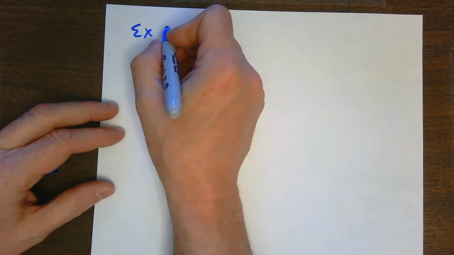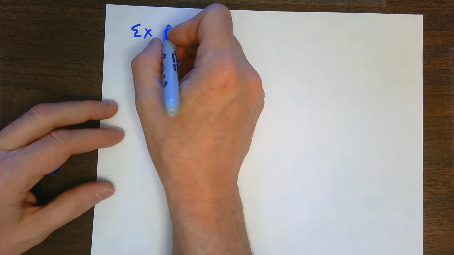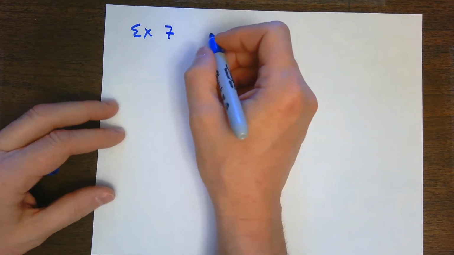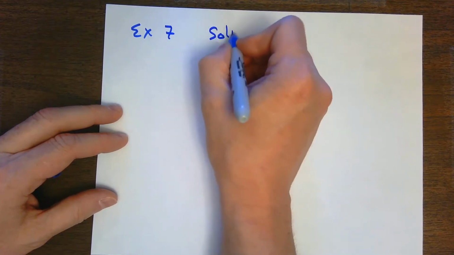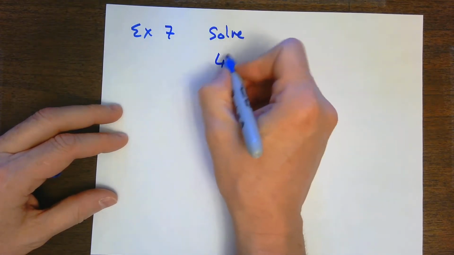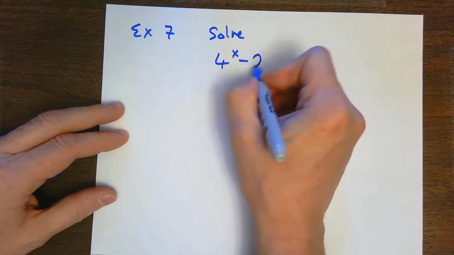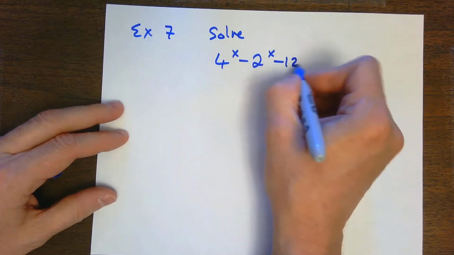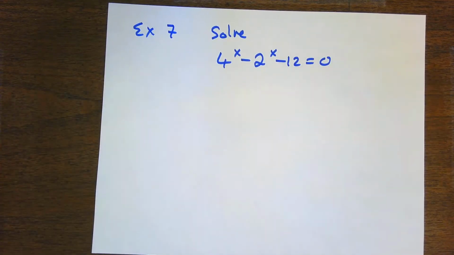All right, so the next one, let's see, example number 6 or 7? Example number 7, am I up to 7? Let's see, solve 4 to the power of x minus 2 to the power of x minus 12 equals 0. All right, so another tough one.